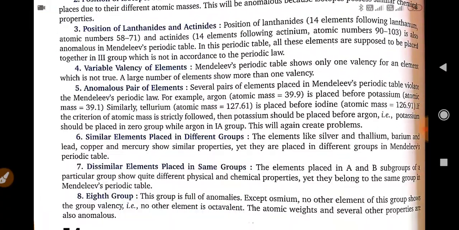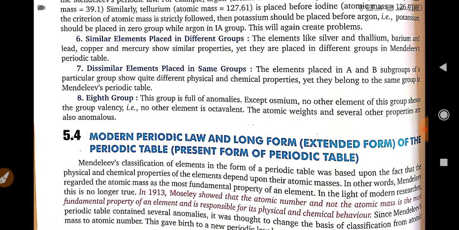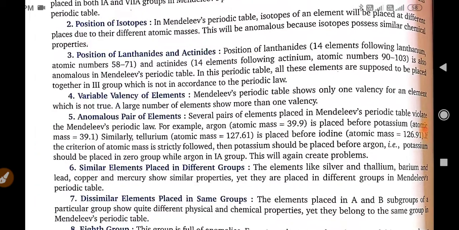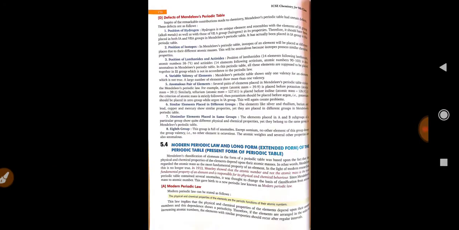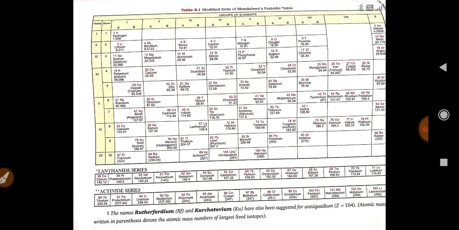That's why the modern periodic law and long form of the periodic table, the present form of the periodic table, has come into place. Okay, so I hope you understand till here. If you have any confusion, you can ask. In next class, we will read about the modern periodic law or table. Thank you.